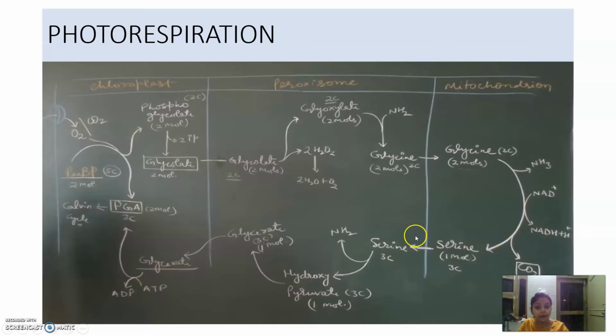Now the serine enters the peroxisome, where it undergoes deamination, forming hydroxypyruvate. The hydroxypyruvate converts into glycerate. Glycerate enters the chloroplast. In the chloroplast, the glycerate undergoes phosphorylation in the presence of ATP, forming phosphoglyceric acid. Thus, out of the overall 10 carbon atoms, 9 carbon atoms are recovered. The 1 will be wasted as carbon dioxide.